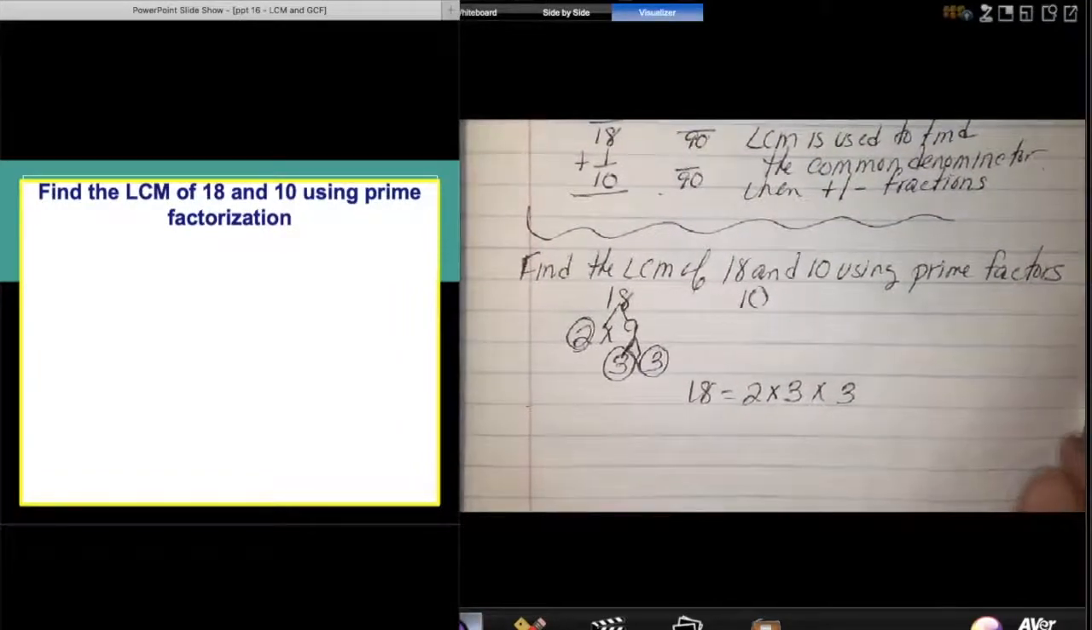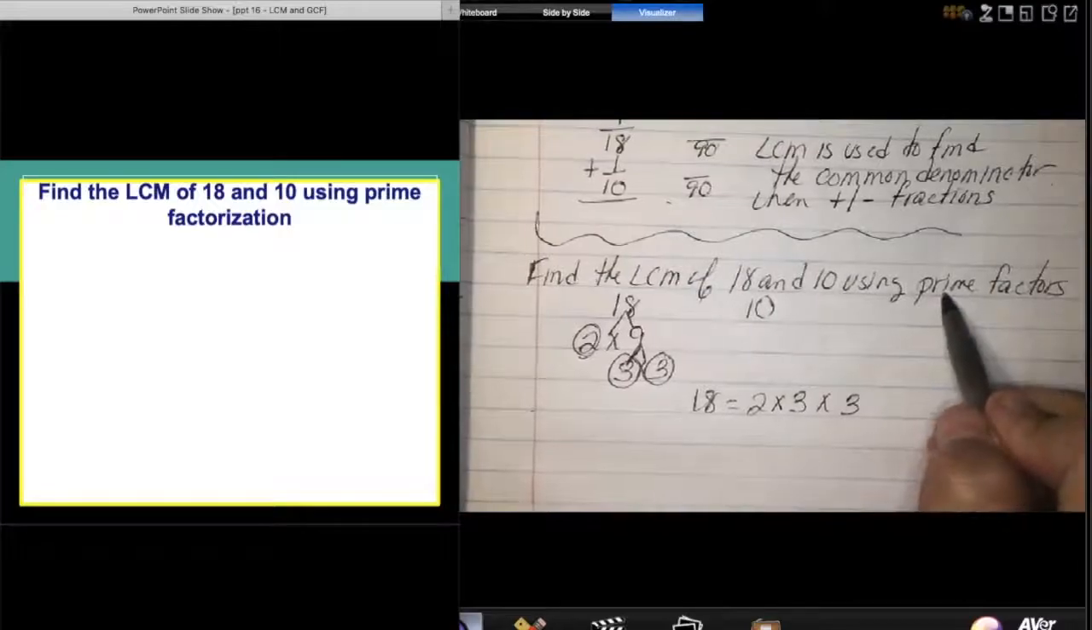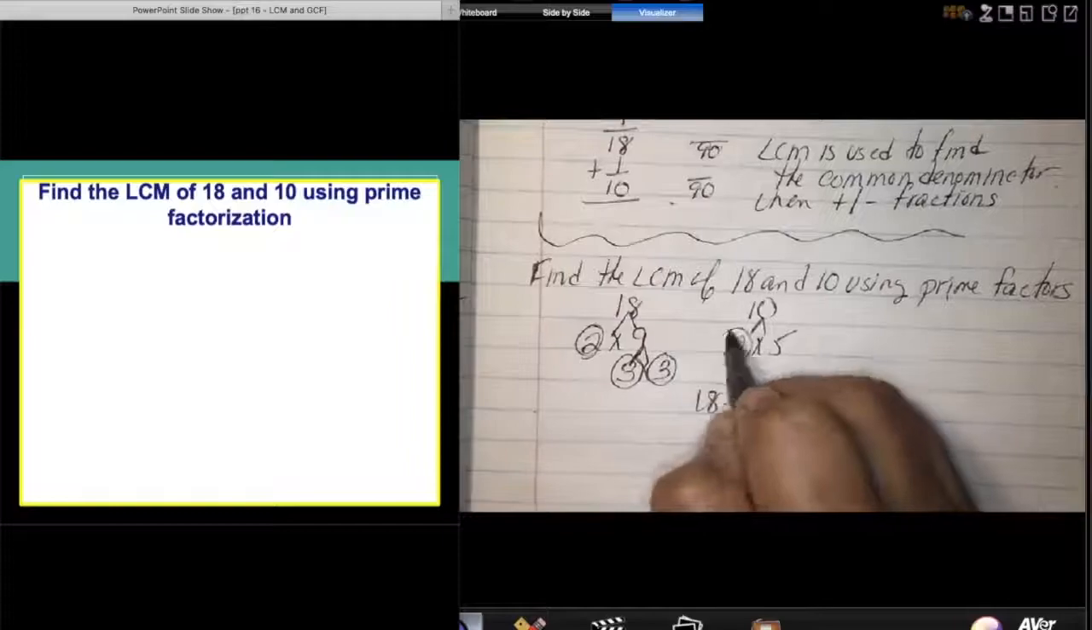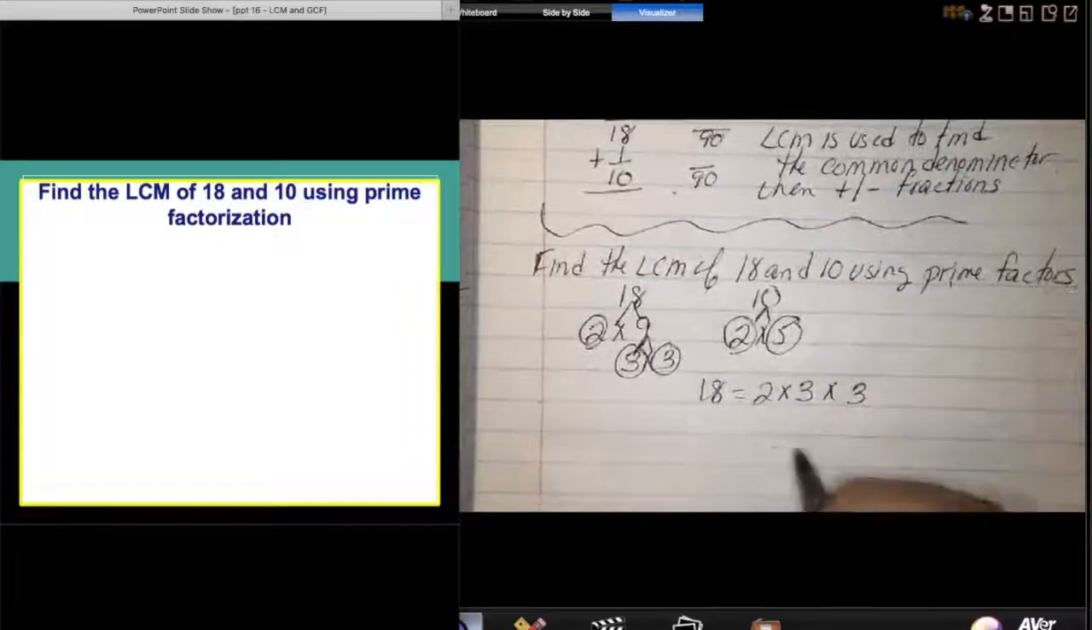Now let's do a factor tree for 10. Prime numbers start with 2. So that's 2 times 5. Now 2 and 5 are both prime numbers, so we are done.